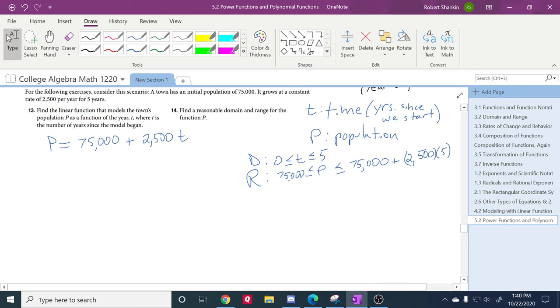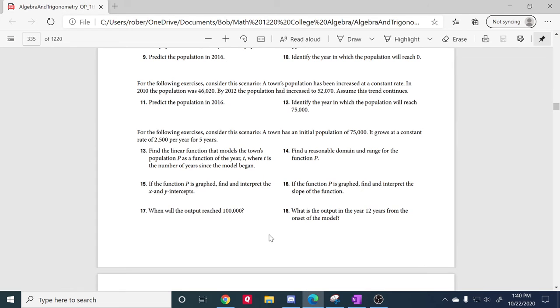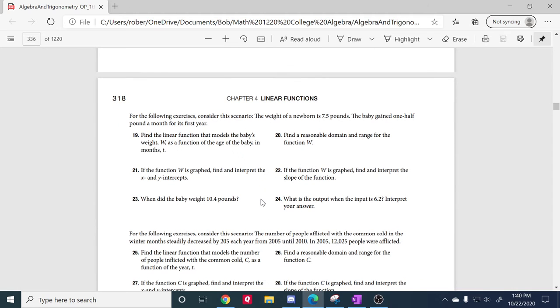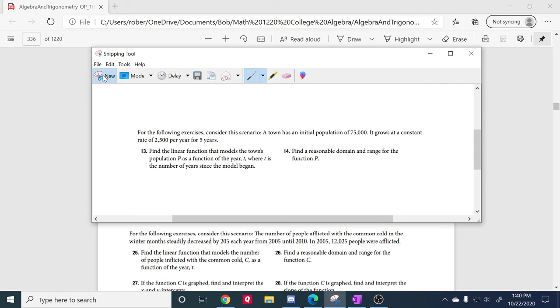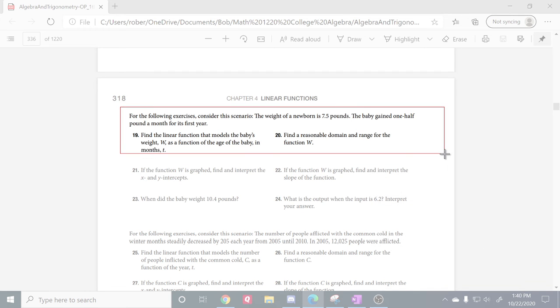All right, and then you had another question on 20, is that it? Yes, it's kind of the same question dealing with the domain and range, but I was confused because it said find the reasonable domain and range for the weight of a baby, and it can't be all real numbers. Okay. Yeah, that makes sense. So let's copy this. I see why you'd have questions on this.